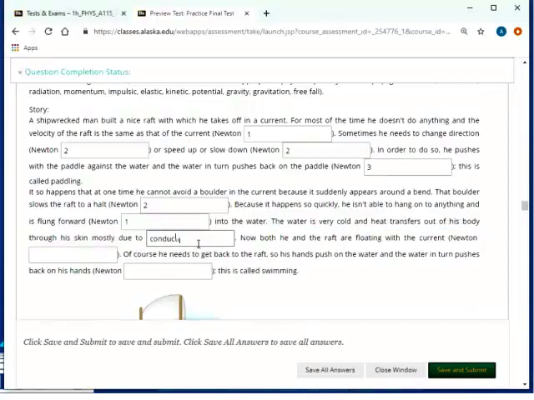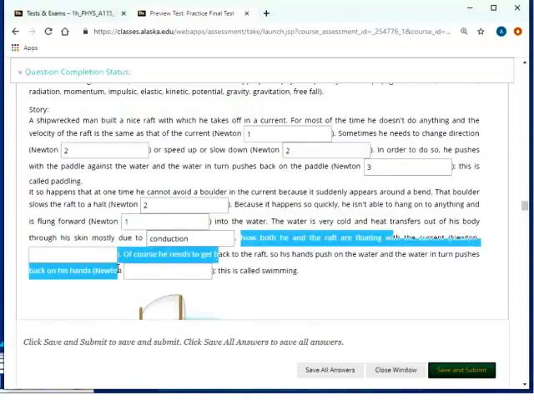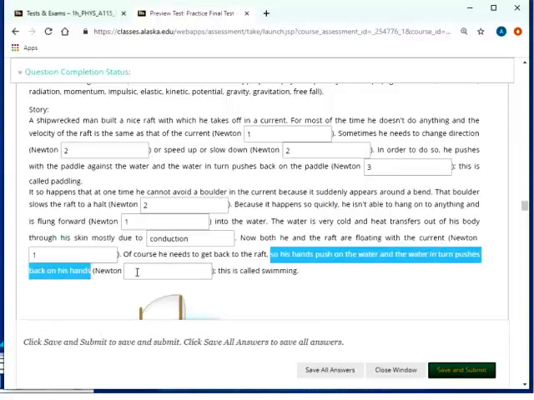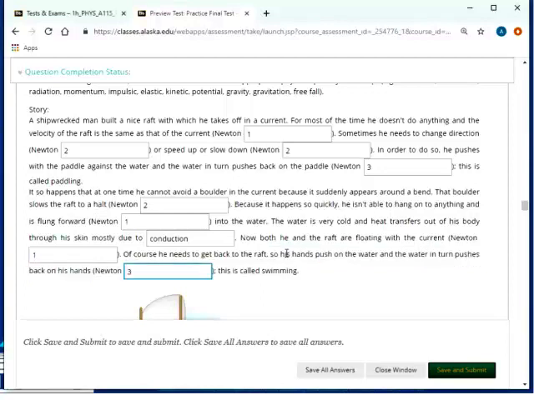So conduction. Now both he and the raft are floating with the current. Now we're back to Newton's first law. Of course, he needs to get back to the raft, so his hands push on, listen carefully, his hands push on the water, and the water in turn pushes back on his hands. Newton's third law, the action-reaction principle. Two objects interacting. This is called swimming.